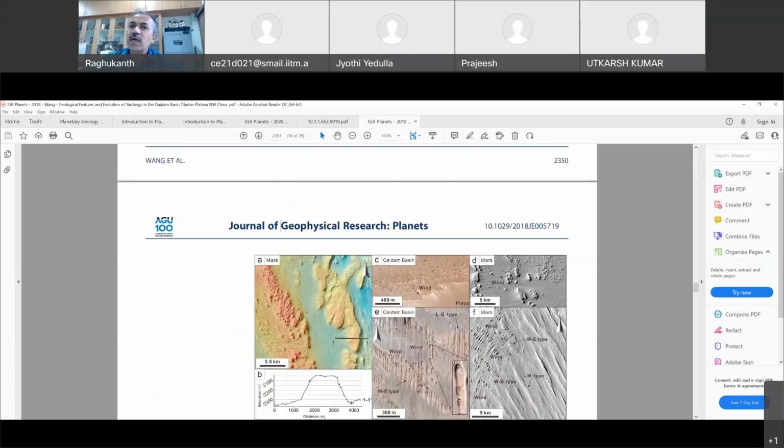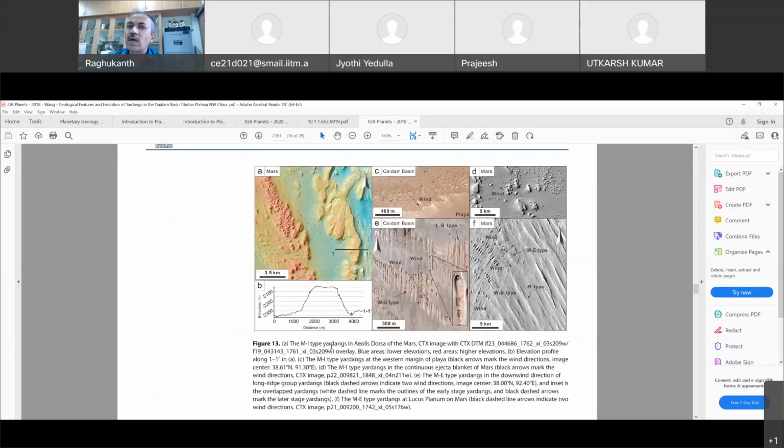Now, once that is done, this is the Eolis Dorsa. This is a region on Mars basically. So this image they have taken. So this image is on Mars. This image is in the Qaidam Basin. And this image is on Mars, and this is in the Qaidam Basin. This is on Mars. Now you put an analogy.